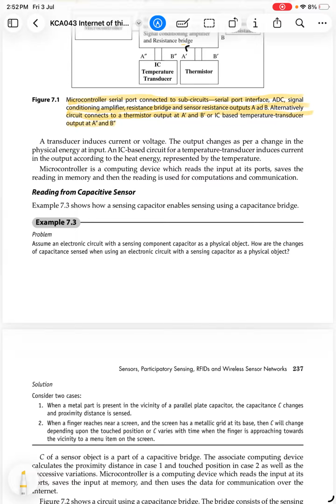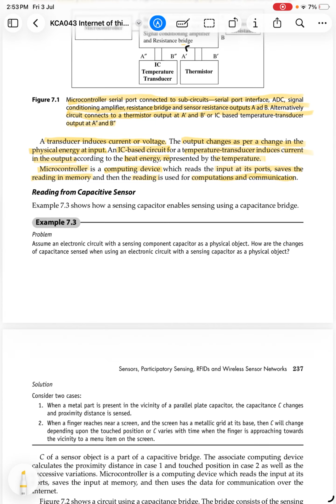A transducer induces current or voltage. The output changes as per change in the physical energy at input. An IC-based circuit for temperature transducer induces current in the output according to the heat energy represented by the temperature. Microcontroller is a computing device which reads the input at its ports, saves the reading in memory, and then the reading is used for computations and communication.